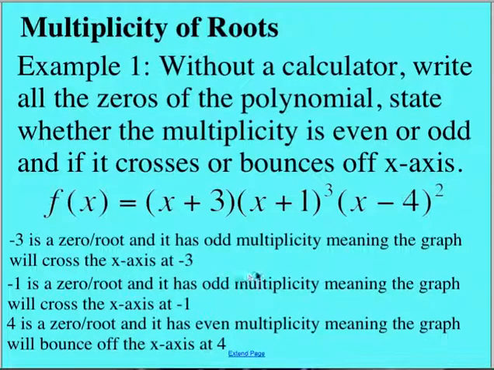So putting those together, you'd also want to look at the end behavior. This is a 6th degree polynomial, and I have a positive leading coefficient, meaning the graph would rise left and rise right. It would cross -3, it would cross -1, and then it would bounce off at 4.